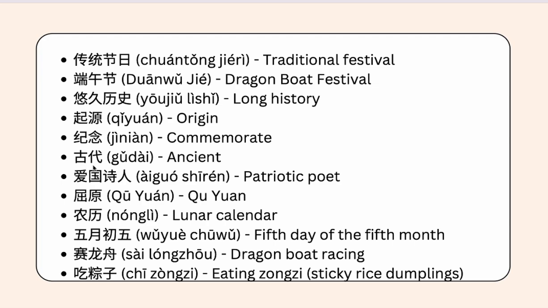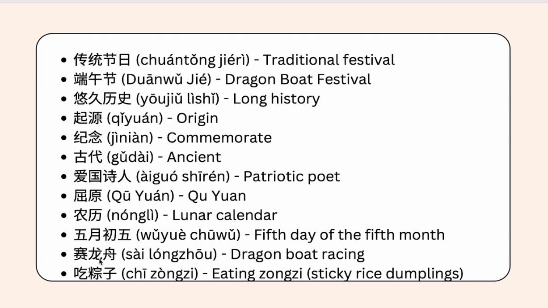古代 is ancient. 古 is very, very old. 代 is era. So the very old era, ancient. 爱国诗人. 爱国 we know. 爱 is love, 国 is country, so love your country. 诗 is a poem, 诗人 is a poet. 屈原, that's the name of a poet who is very, very famous. And this Dragon Boat Festival is actually to commemorate him, and his name is 屈原.